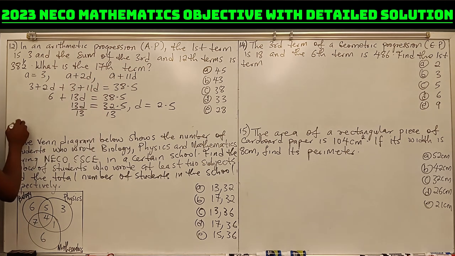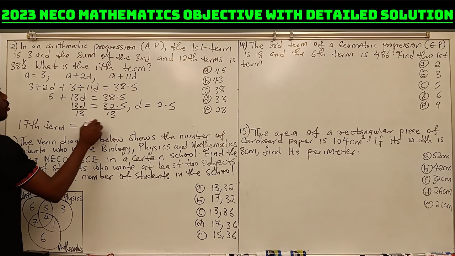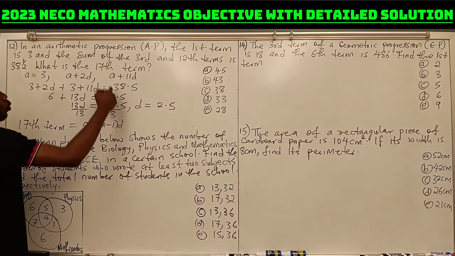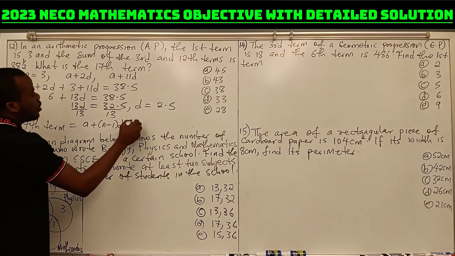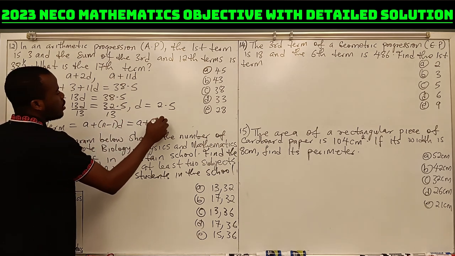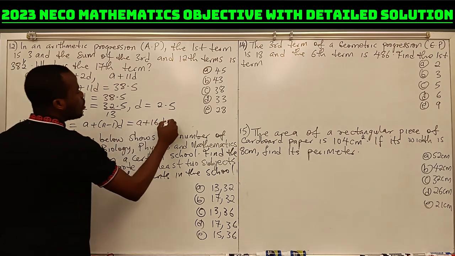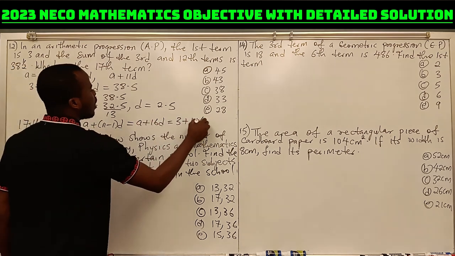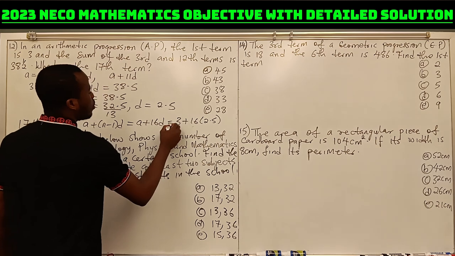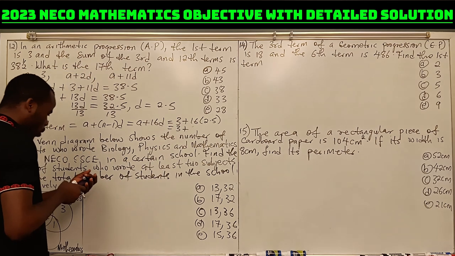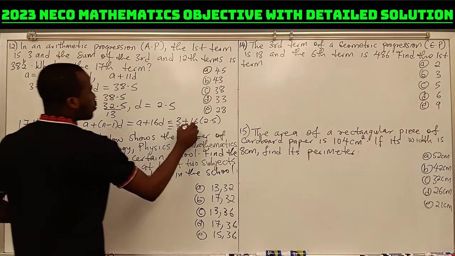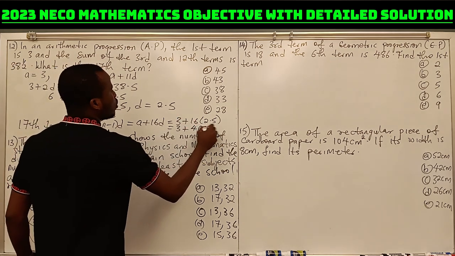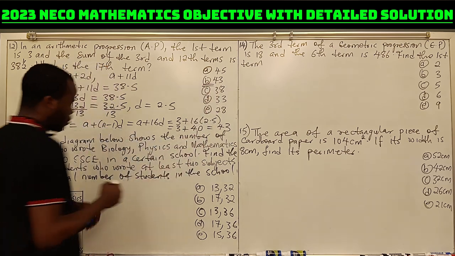Now, the 17th term is written as A plus n minus 1 D, so that you will not wonder how I'm writing this. So 17 means 17 minus 1, which is A plus 16D. A is 3, which is 3 plus 16 times 2.5. 16 times 2.5 is 40. And so this is 43, which is B.